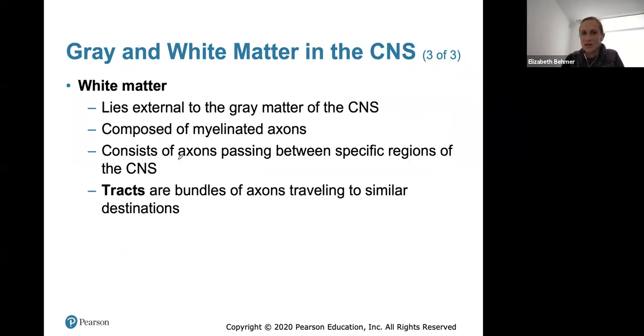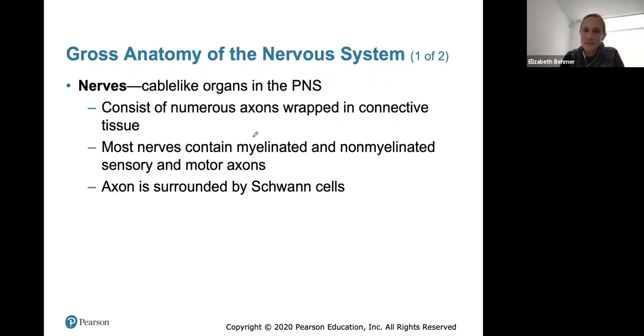It's a mixture of neuron cell bodies, dendrites, unmyelinated neurons, and neuroglia, and it's where synapses occur, or junctions with other neurons occur. White matter then lies external to the gray matter of the central nervous system. It's composed of myelinated axons, and myelin is white, so that's what gives it its white color. And it consists of axons passing between specific regions of the central nervous system. Tracts are bundles of axons traveling to similar destinations within that white matter.